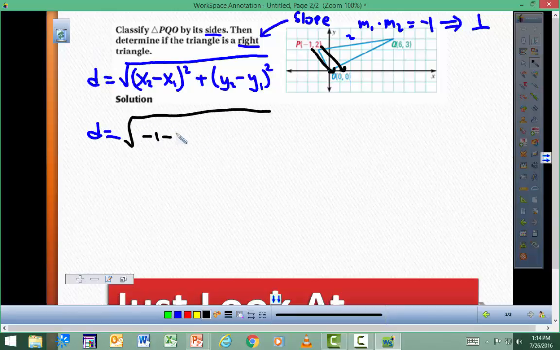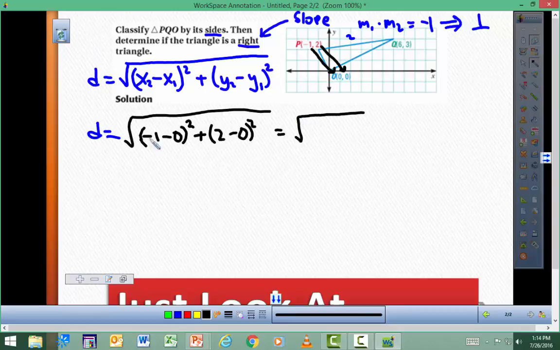Alright, so -1 minus 0, we take that quantity and we square it, plus we do this one now, 2 minus 0, we take that quantity and square it, and we just work horizontally. Of course, -1 minus 0 is -1, and then you square it, so it'd be -1 times -1, which is 1. And then here 2 minus 0 is just 2, and then 2 squared is 4.